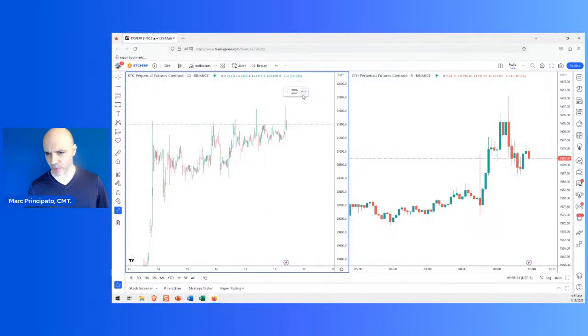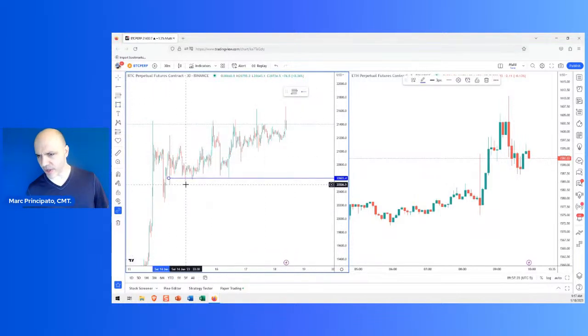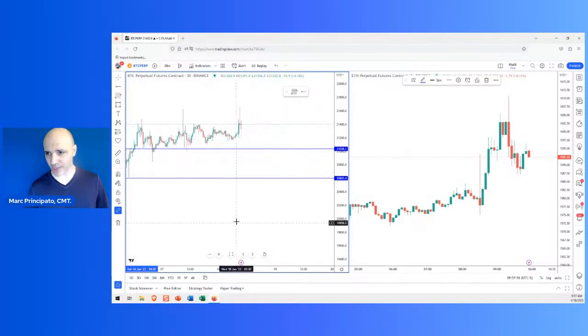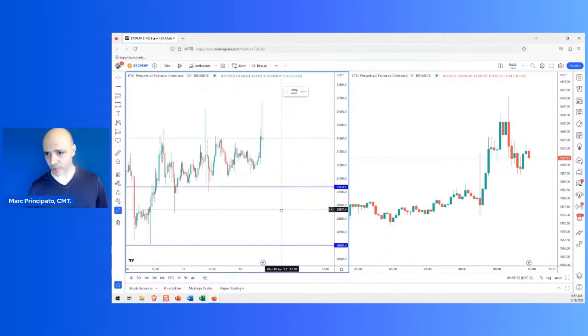So here we have this right here, which is what? That is 20,681. We're nowhere near that. We have this area right here, okay? Now this is based on a 30-minute. That's basically 21,000. Those are my levels. Right now we're at 21,400, right? So that's kind of a ways from those levels.